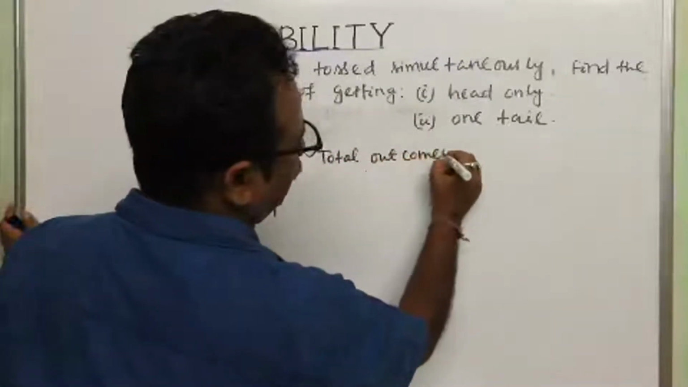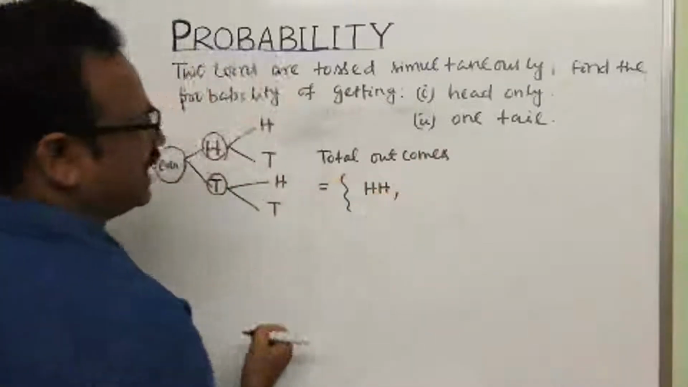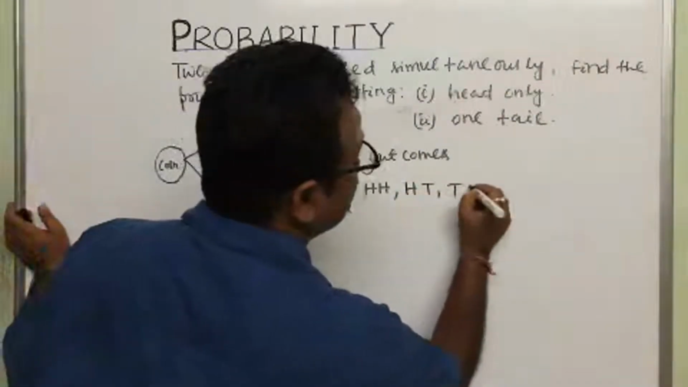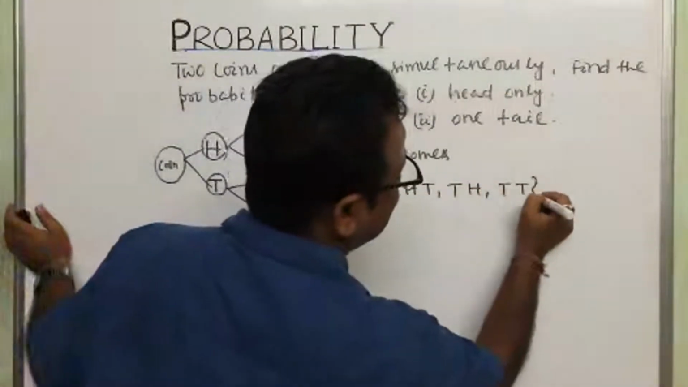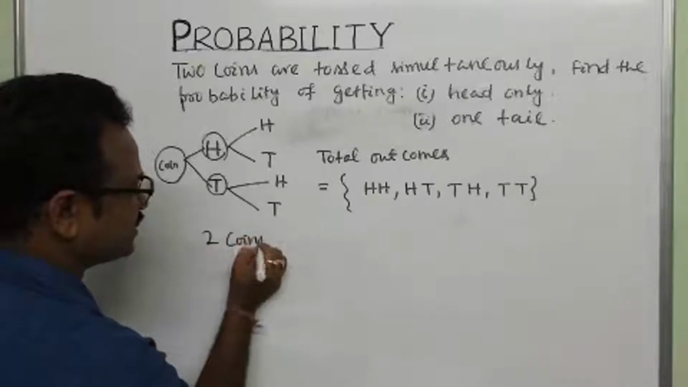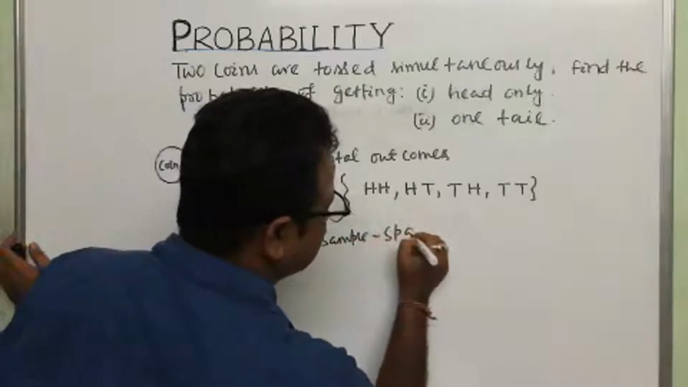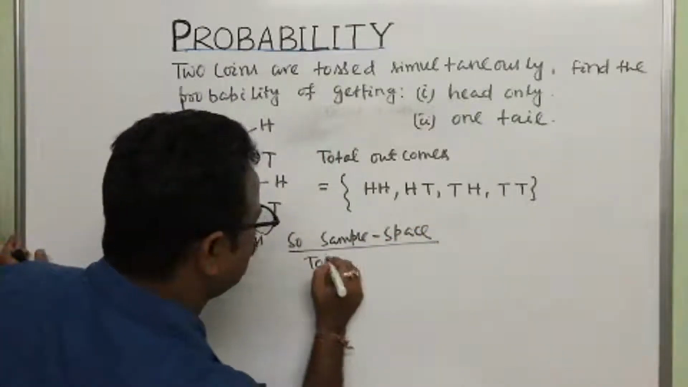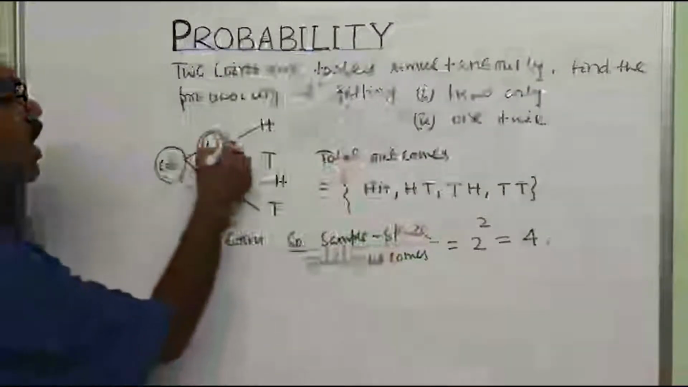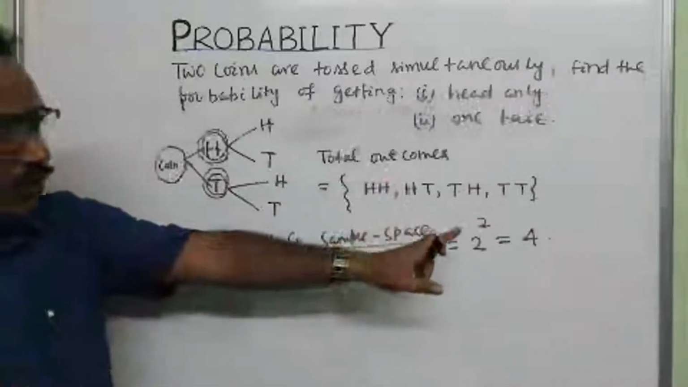So now the total outcomes is equal to what? Head, tail, head, tail. How many coins? Two coins. So the sample space or total outcomes is 4, because one coin has two outcomes, two coins, 2 square, 4 outcomes.